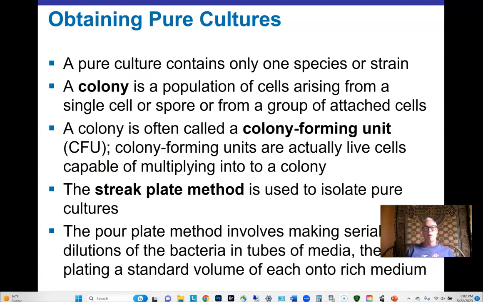So oftentimes when we collect a sample that has this bacteria in it, it's going to have a whole bunch of other things along with it. And how are we going to get that by itself? That's the idea of making a pure culture.